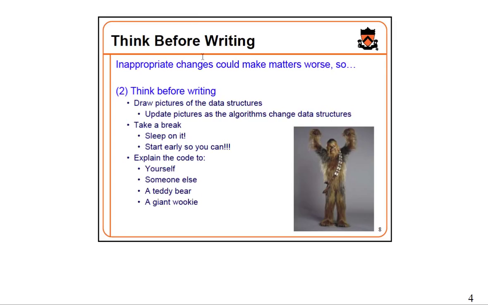Now, let's go through those. So those were all the ones in that first category of things that happen at build time. Now let's look at the ones that happen at runtime and ways we can avoid them.